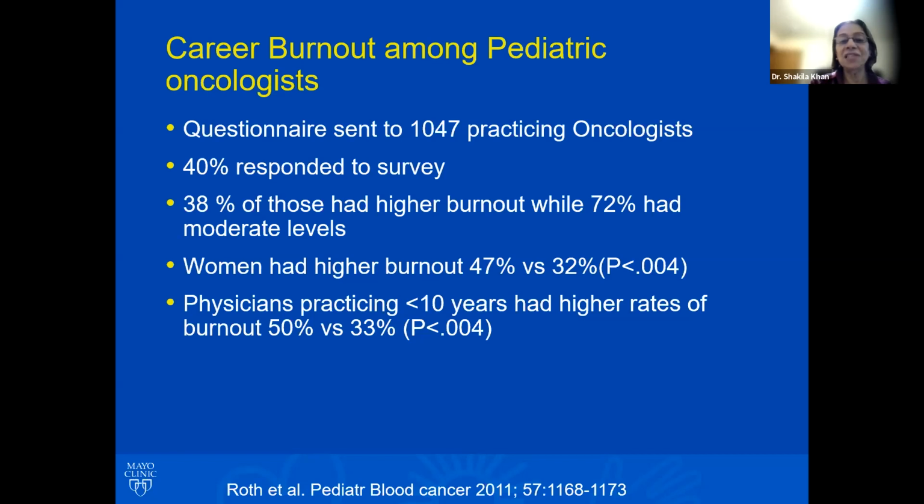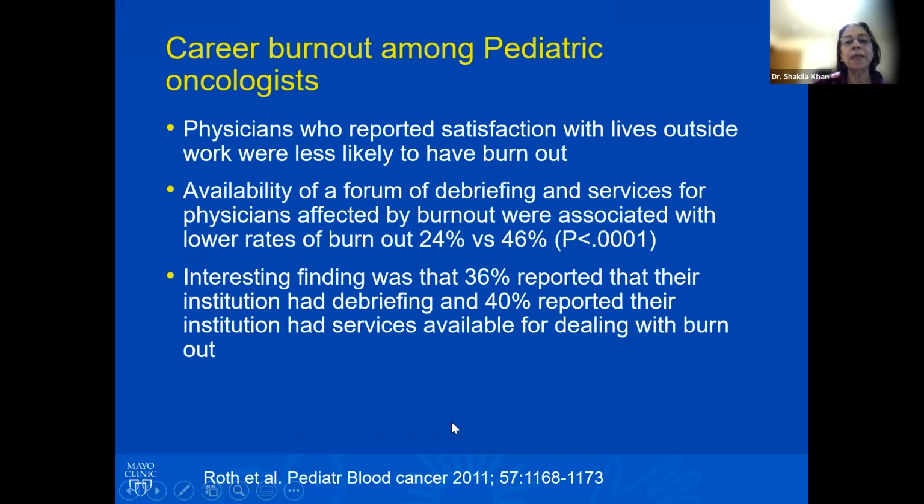And this was interesting, and a little reassuring, because I'm really old, planning to retire soon. The physicians practicing less than 10 years had higher rates of burnout versus the older ones. And physicians who reported satisfaction with lives outside work were less likely to have burnout. And if there wasn't availability of a forum for debriefing and services for physicians affected by burnout, their burnout rate was higher. An interesting finding was that 36% reported that the institution had debriefing, and 40% said that they had services available.